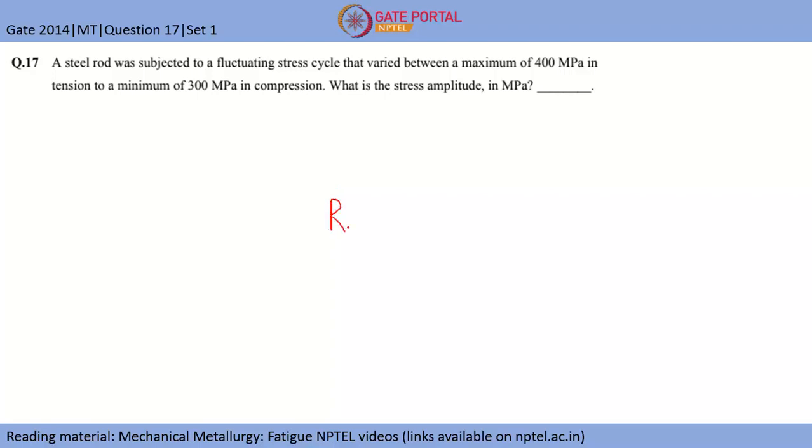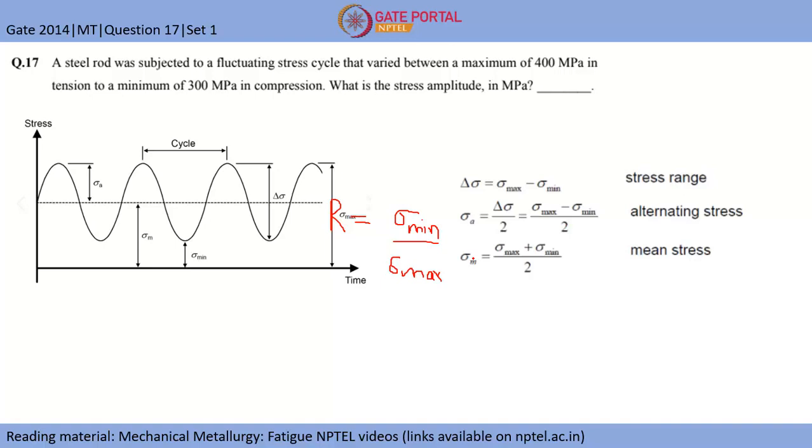R will be defined by sigma min by sigma max. This is the stress ratio. So you have to know this equation also along with these equations. You will be able to solve every question related to fatigue with these four equations. And when it is a fluctuating stress, you will know that it is fatigue. I hope this is clear.